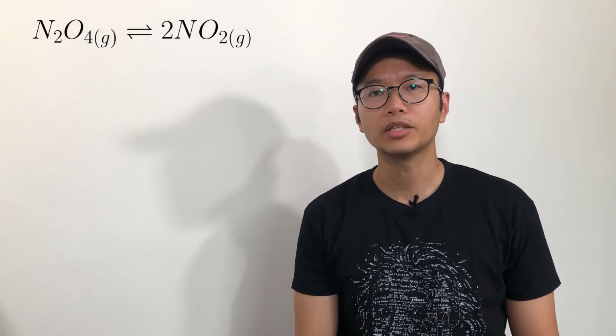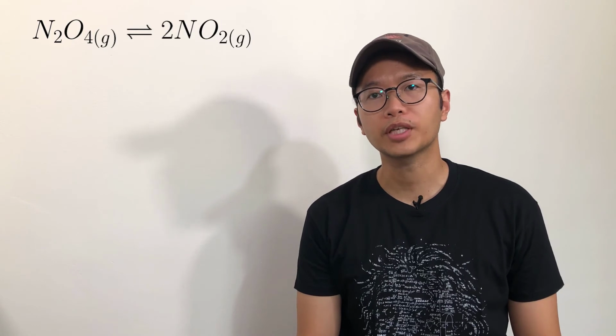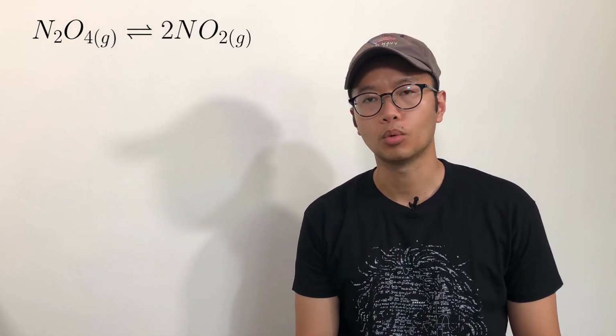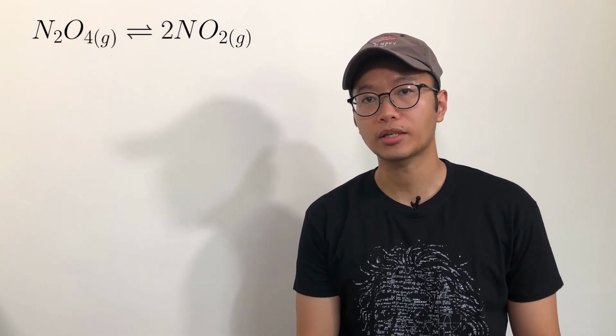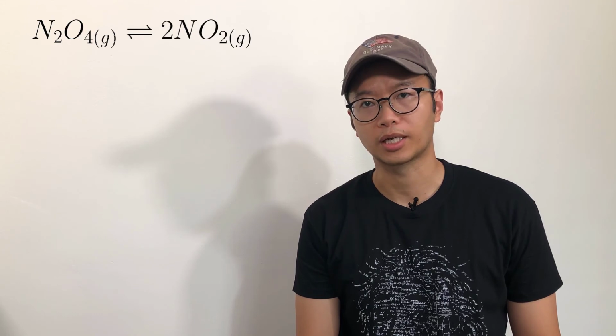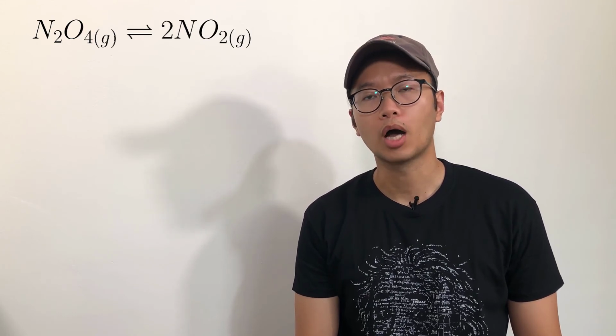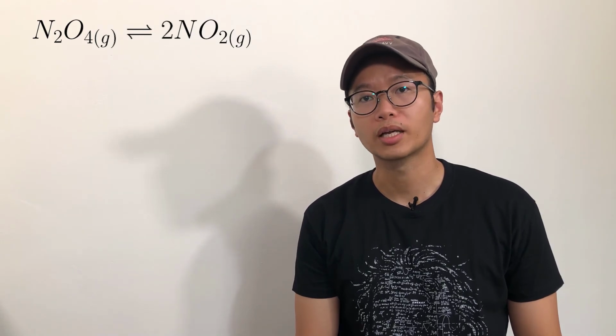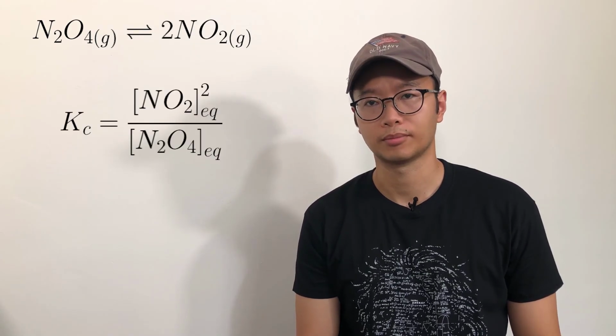First, I would like to check to see if the given chemical reaction is balanced. In this case, 1 dinitrogen tetroxide yields 2 nitrogen dioxide. Now, I'm ready to write down the equilibrium expression of this chemical reaction.